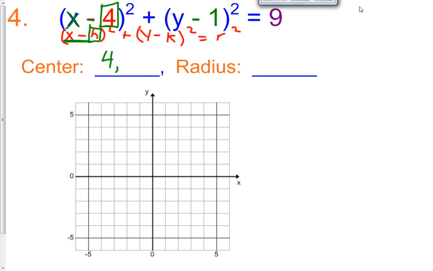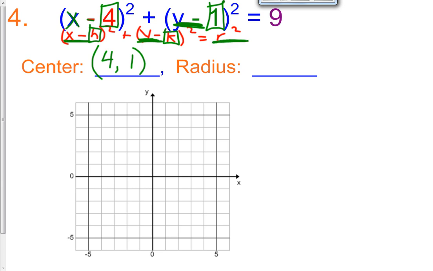So now in the same way, y minus is part of the equation and k is the y coordinate of the center, so 1 is where the y coordinate of the center is. So again, if we're sticking with our same theme, it's always the opposite of what's inside the parentheses. You see x minus 4, so a positive 4 is the x coordinate. You see y minus 1, so a positive 1 is the y coordinate.